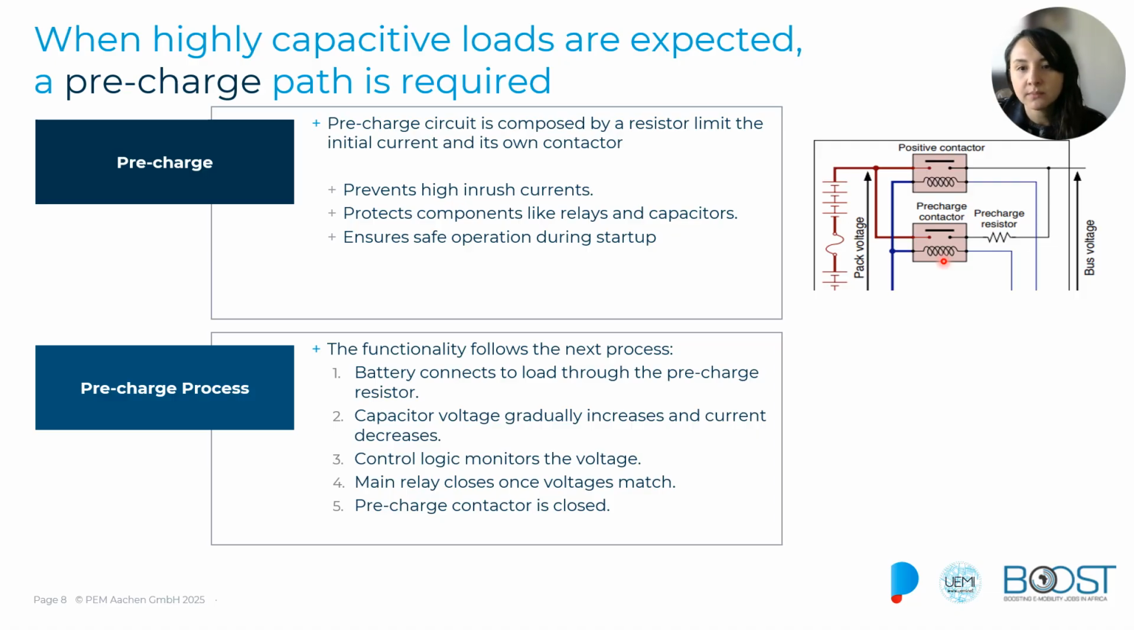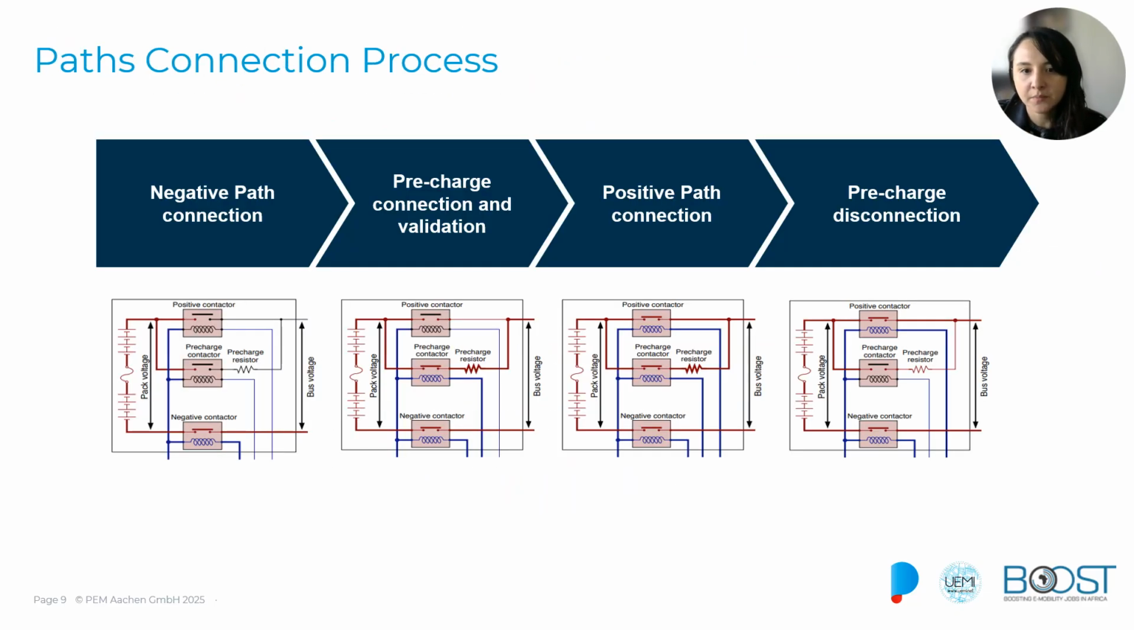The BMS will be continuously monitoring that voltage across the capacitor, and it will ensure that the voltage reaches a value very close to the battery voltage. At that point, we will then connect the positive path, and then after that we will be able to disconnect the pre-charge.